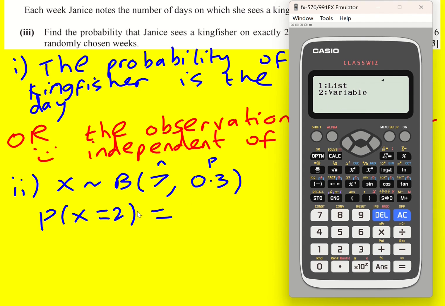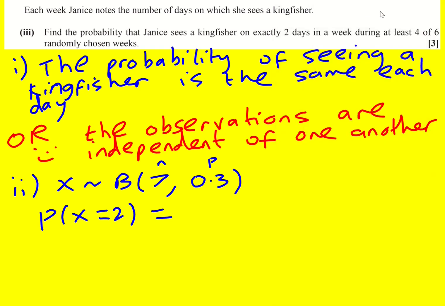We only actually want to find one value, so I'm going to go to variable and put x in. So x is 2, that's the number of successes I'm interested in. N is 7, and p is 0.3. Press equals again, 0.3176. So 0.318.